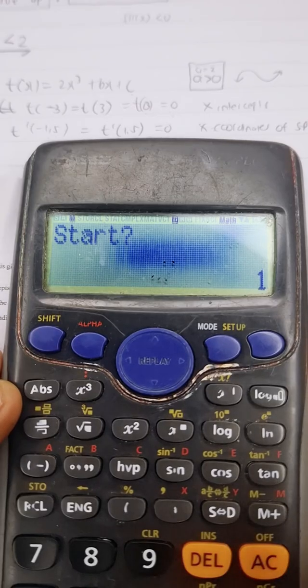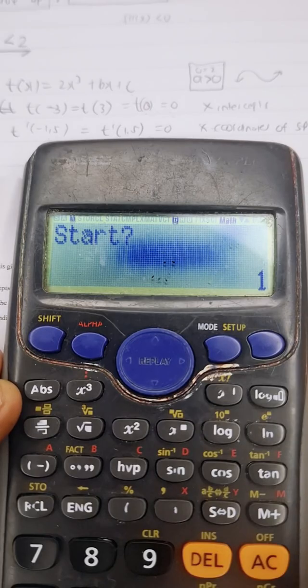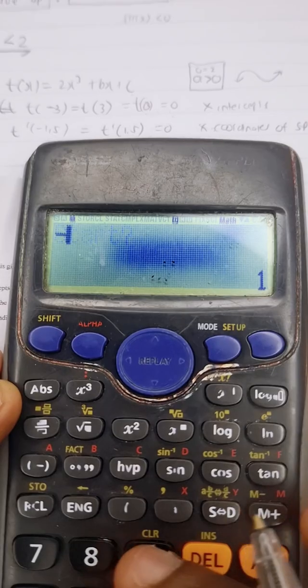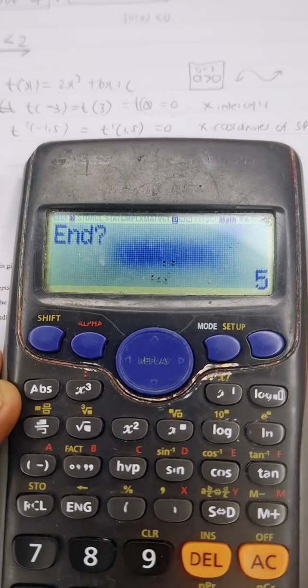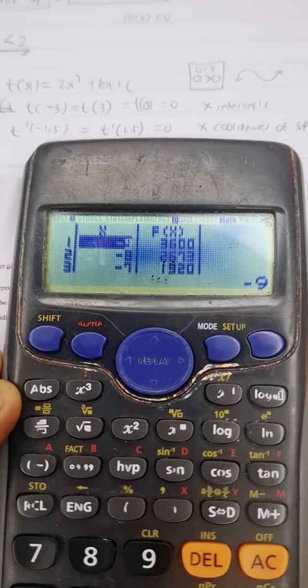So as I said, guys, maybe let's push it back. The question is, if I said negative 9 to 9, since the highest factor is 9, let's see if it will accommodate that. Let's press equal. So we started at negative 9, equal, we ended at 9. Step 1 is fine. Okay, and there we have it.